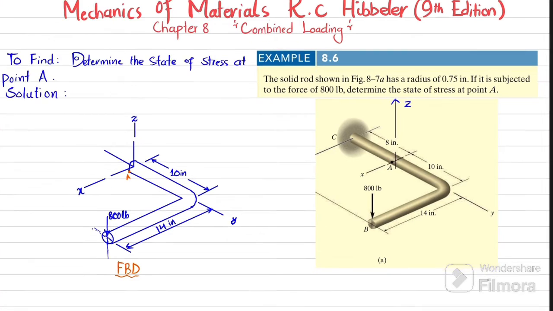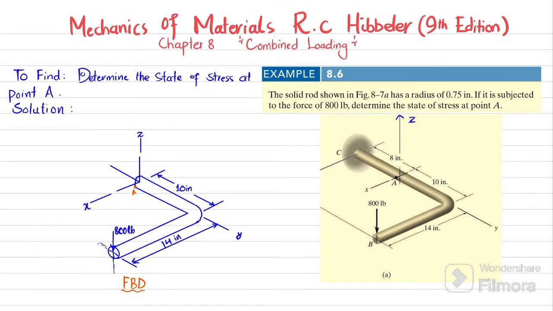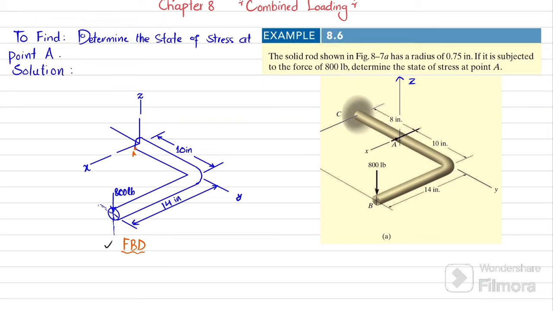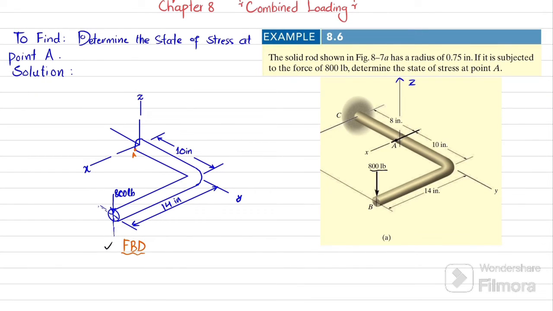So the first step is that if you cut this rod at point A and draw the free body diagram, I have drawn it over here. So you can see that there is an 800 pound force acting downward. Clear? So in order to balance this force at point A, there will be a vertical reaction force V applied in the direction of Z. And you can see that this 800 pound into the perpendicular distance of 14 will also produce a counterclockwise rotation at point y, or about the y-axis.